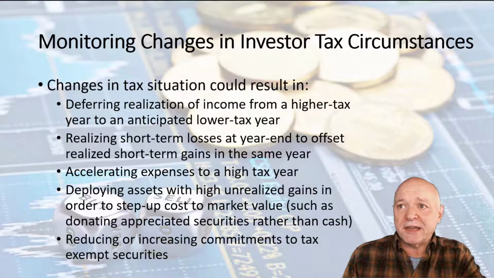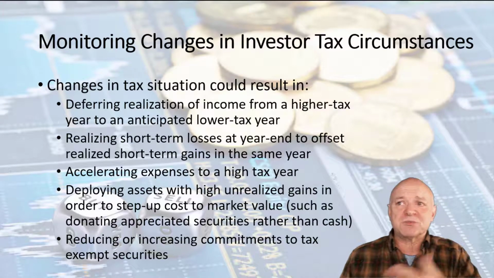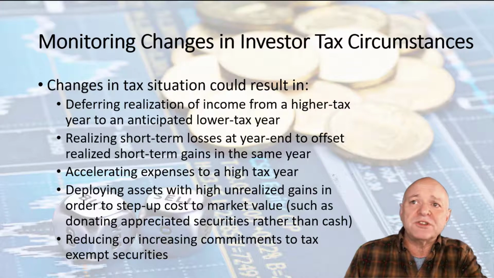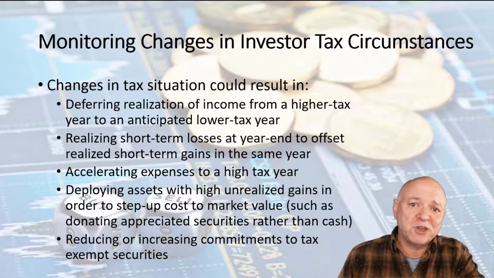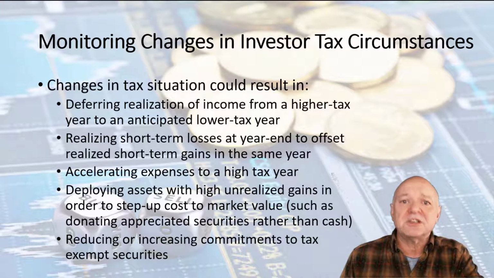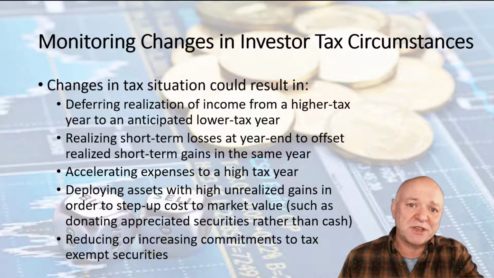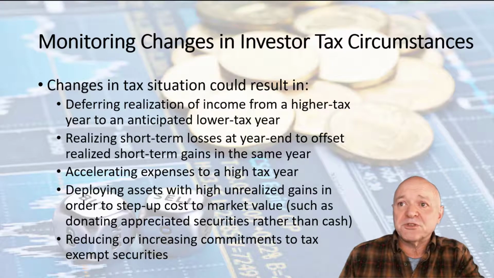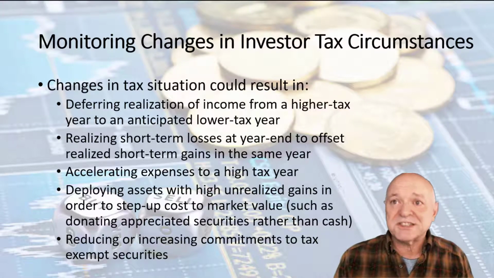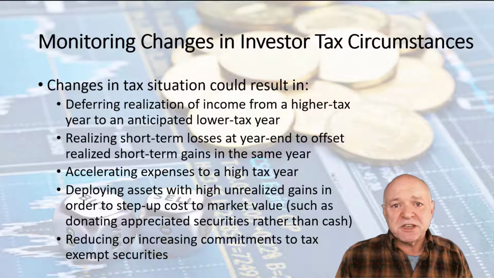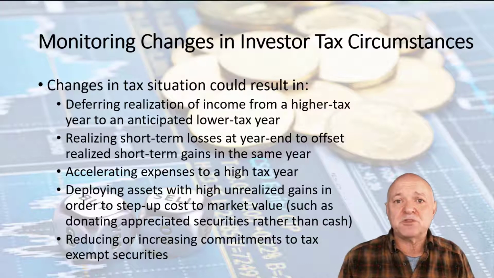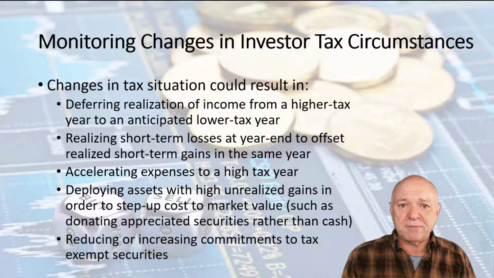Perhaps also deploying assets with large capital gains that you haven't yet claimed in order to step up the cost to market value. For example, donating securities to a family trust or to a charity rather than cash, in order to miss out on that capital gains tax. And also reducing or increasing commitment to tax-exempt securities like, as Canadians very much want to do, RRSPs and retirement education savings plans. In other jurisdictions, like the United States, into employee pension plans.